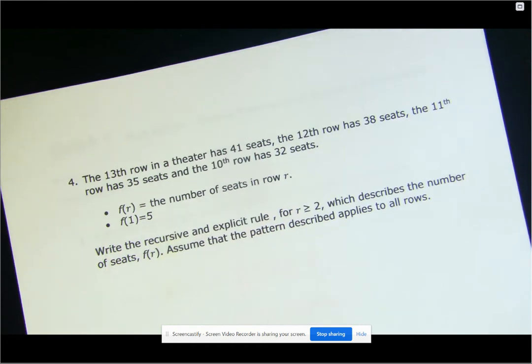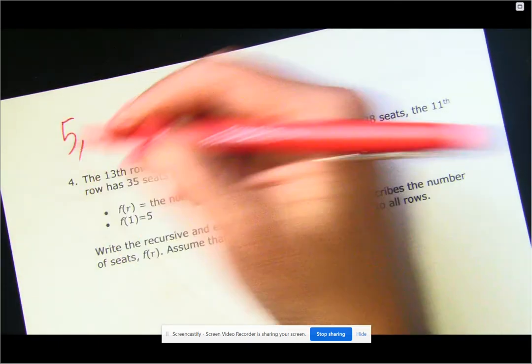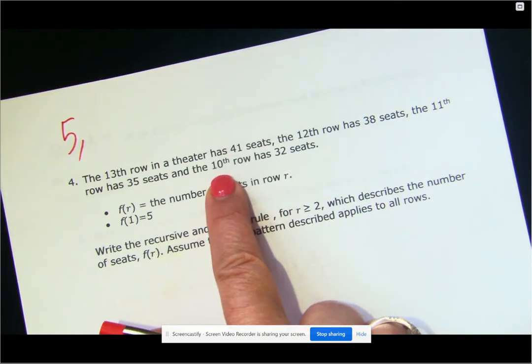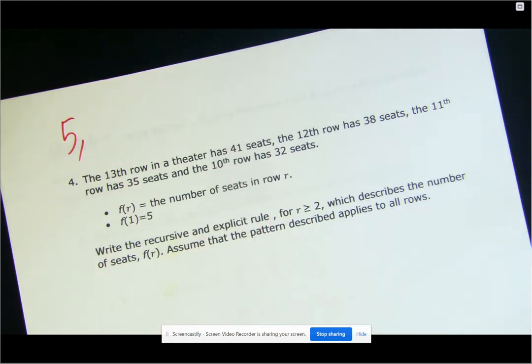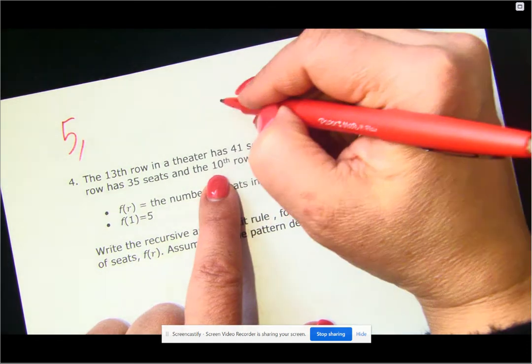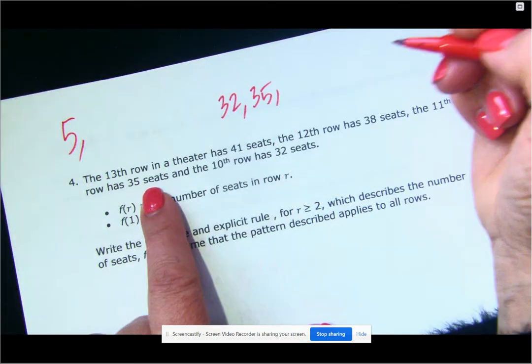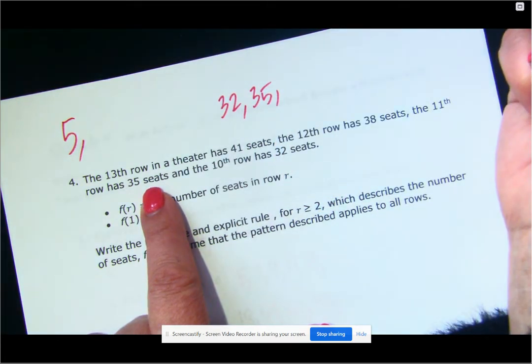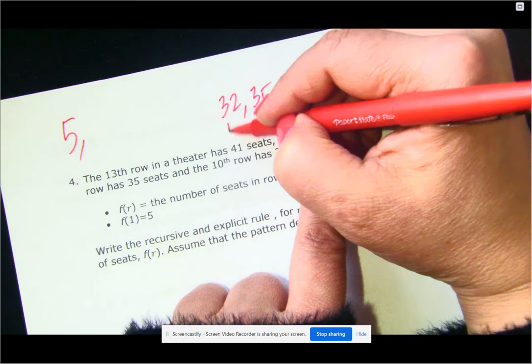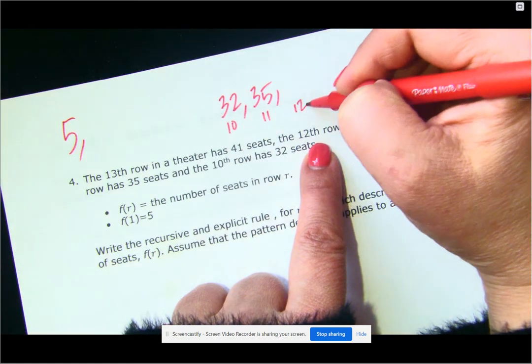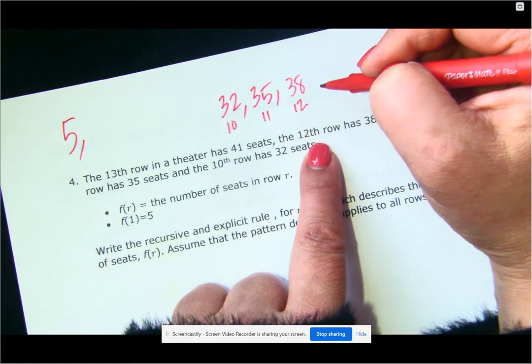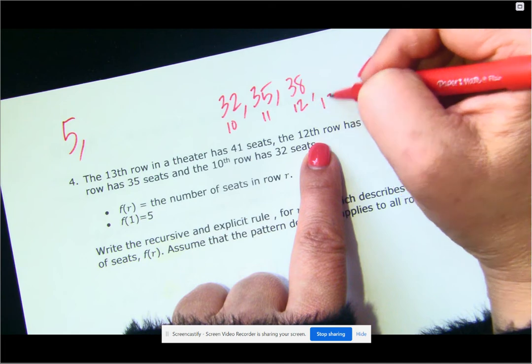Okay, well, let's see. They give us the first term, but then they don't give us one until like the 10th row. So I'm just going to look at what they give me. They give me the 10th has 32. The 11th has 35. I'm going backwards because they gave it in backwards order. This was the 10th row, the 11th row. The 12th row has 38, and the 13th row has 41.